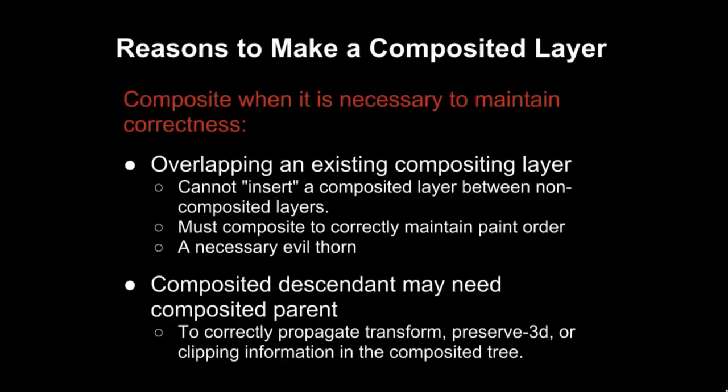Another issue is that if there's some sort of CSS property that needs to be propagated down to composited layers, for example, opacity, or maybe some transform is inherited by an ancestor, those are cases where the parent that has that information needs to be composited just for the sake of having that information in the composited tree as well as in the render tree, so that all the composited layers actually get the information that they need.